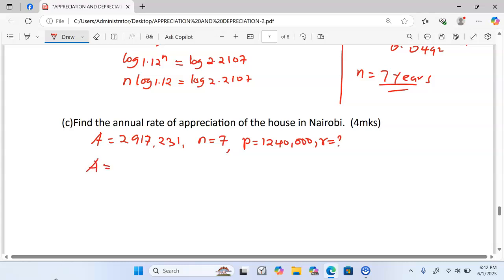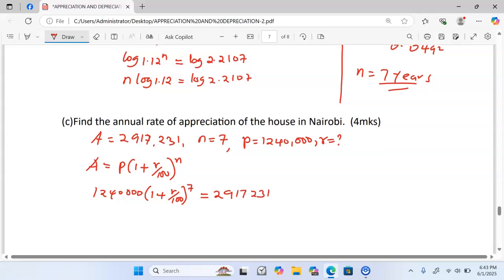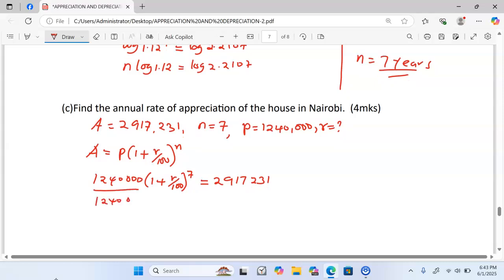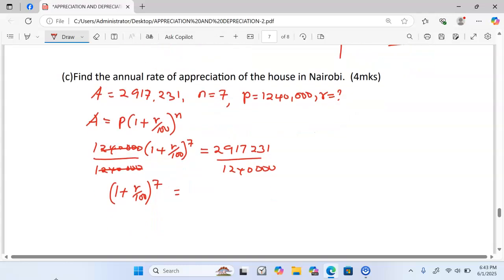So to get the annual rate of interest, we do not have r. We are going to use the compound interest formula where amount is equal to principal into 1 plus r over 100, raised to the power of n. In this case, we take the principal of 1,240,000 into 1 plus the rate, which we don't have, raised to n, which is 7, and this gives us an amount equivalent to 2,917,231. We continue by dividing both sides by 1,240,000, and this cancels, leaving us with 1 plus r over 100 raised to the power of 7 being equal to 2,917,231 divided by 1,240,000.